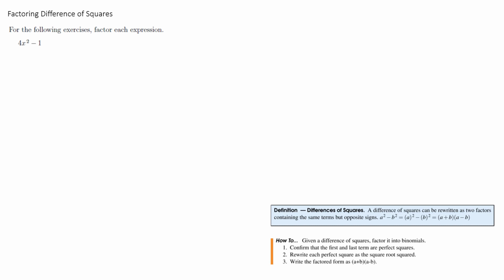We want to do some factoring again. But you may have noticed that this one looks a little different, right? We've got 4x squared minus 1. So we're missing that x term, right?